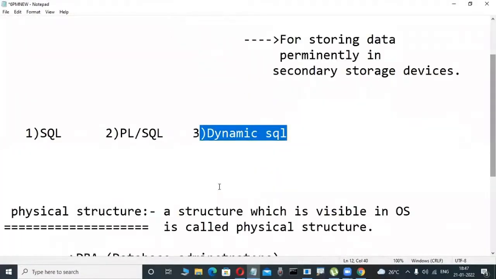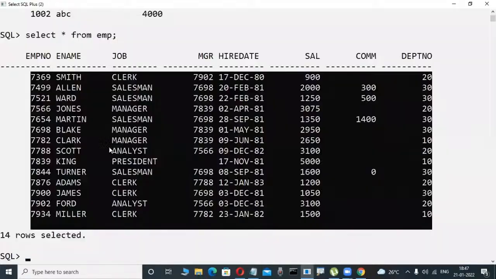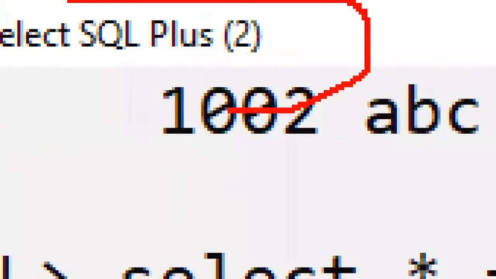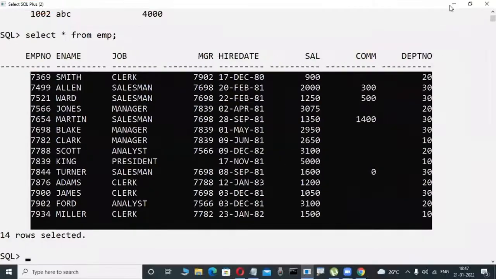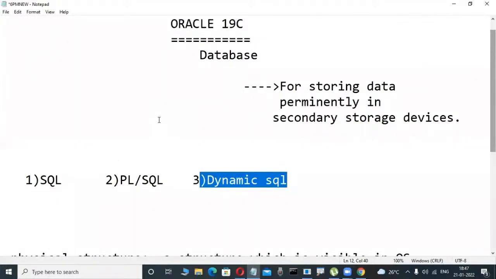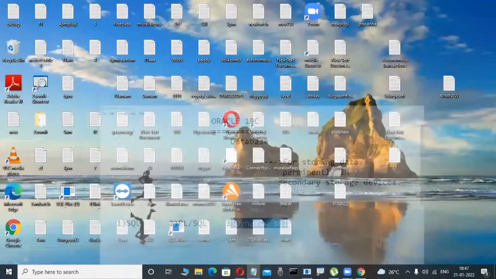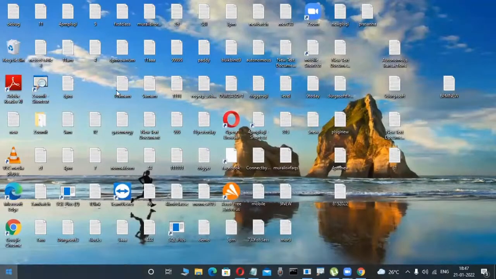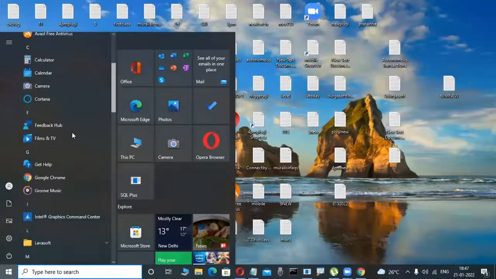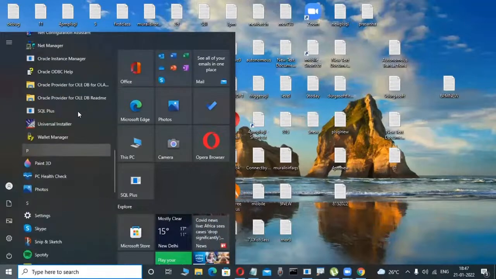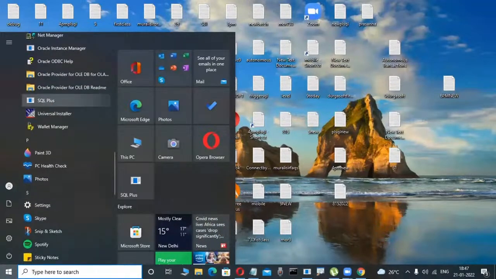But another thing is there in my system: SQL*Plus. What is this? It is a tool, called a client tool. If you want to connect to the Oracle database, we use client tools. SQL*Plus is the default tool. Whenever I install the Oracle software, the tool is automatically available. How to install it and what these tools are, we will learn in our course. Don't worry. When I install the Oracle software, the SQL*Plus tool is automatically there.